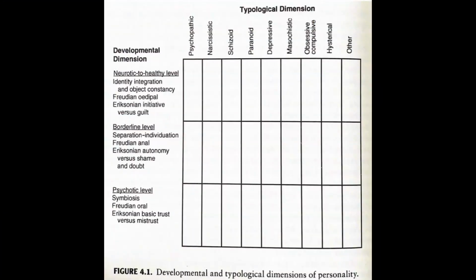So Dr. Nancy McWilliams was writing about paranoid personality styles. Now in this book, she talks about different personality styles. There's a depressive personality style. There's a histrionic personality style. There's a paranoid personality style. So these are all just styles. They're not disorders. They're not illnesses.